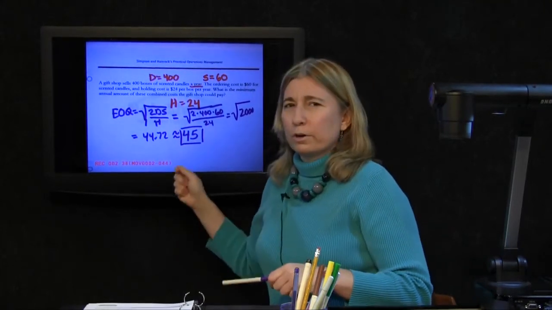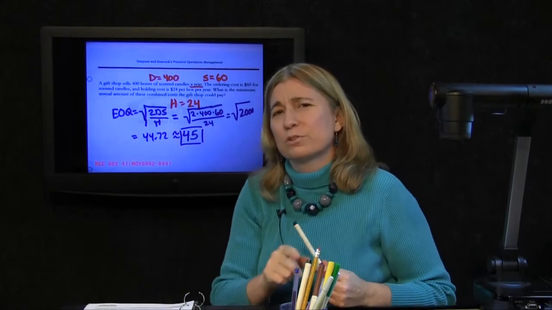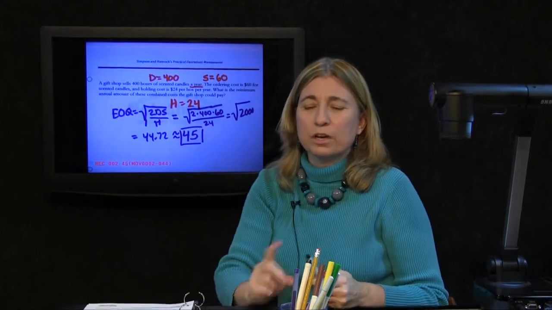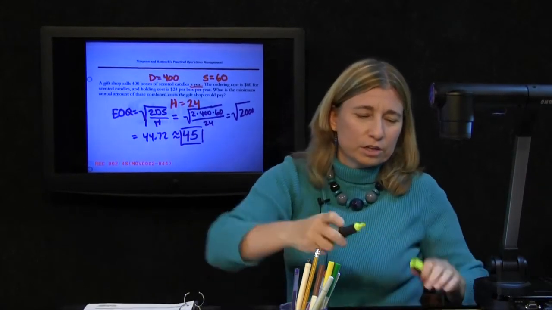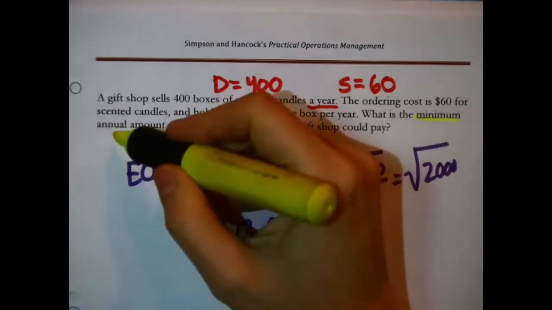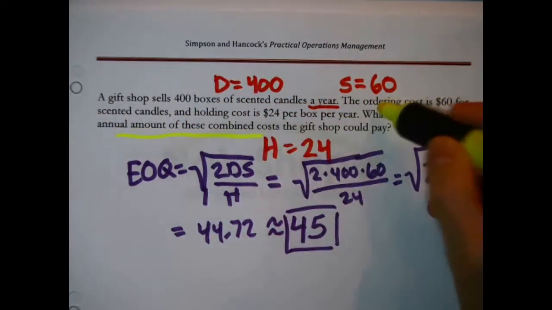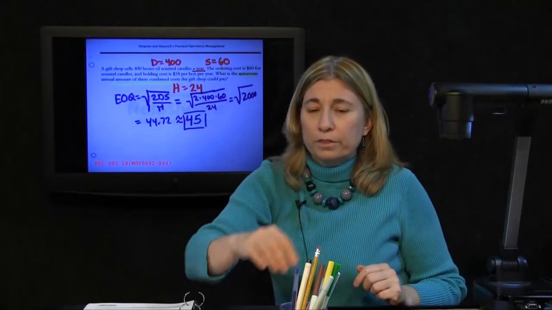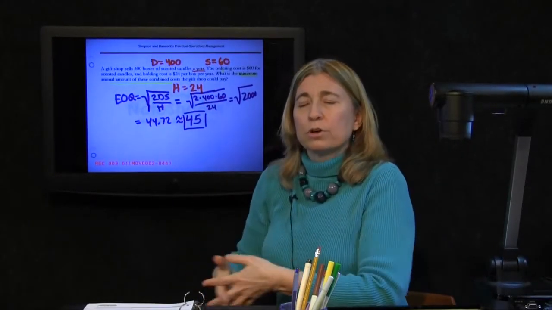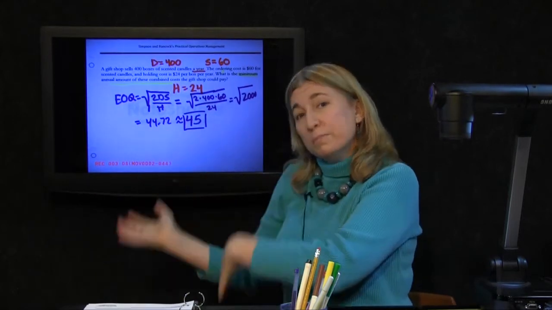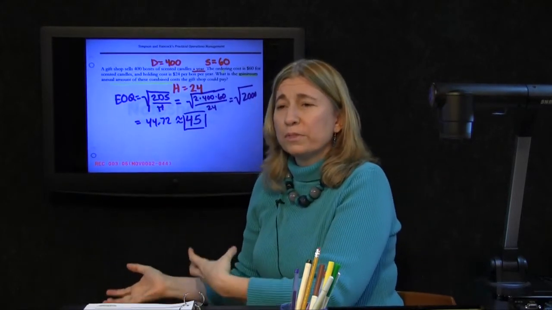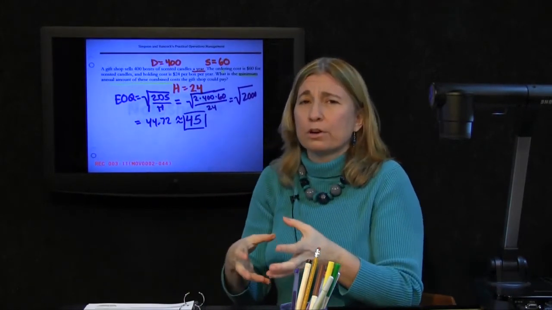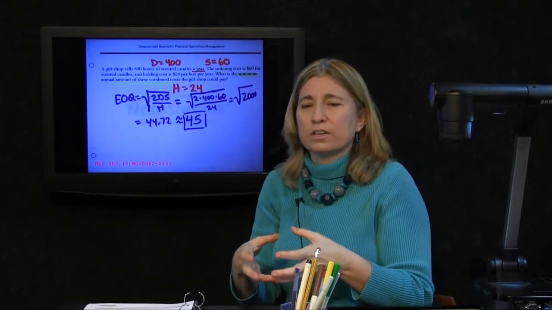Now, maybe I shouldn't have drawn a box around that, because that's not actually the answer to the question. It's good, we need it, but it's not the answer. Because what the question asked is, what is the minimum annual amount of these combined costs, the ordering and the holding cost, that the gift shop could hope to pay? Now, the EOQ is an order amount. Order 45 boxes in order to minimize those costs. But the 45 is not telling you anything about those costs. It's just telling you the number of boxes of scented candles.